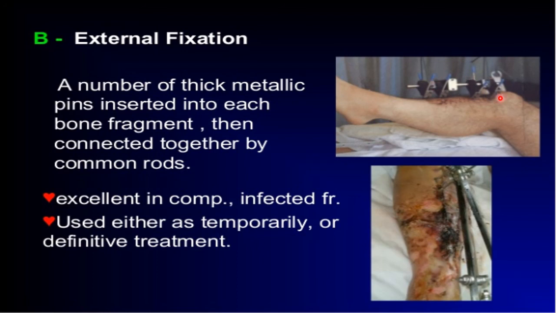External fixator is a device where thick metal screws or spikes are passed into the bone, and then there is a rigid fixation system on the outside. Once that is tightened up, the two bones inside are held in place, immobilized. So this is a very good answer to compound fractures, especially infected fractures.